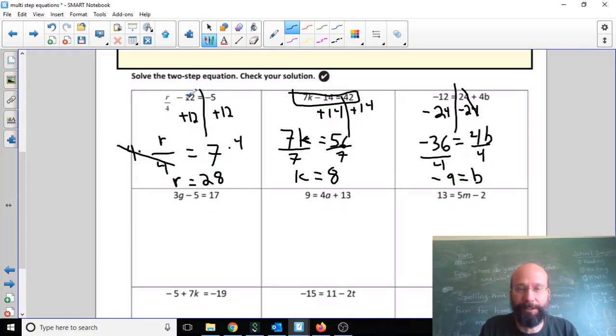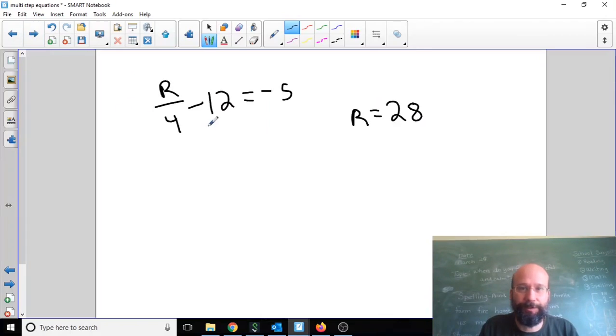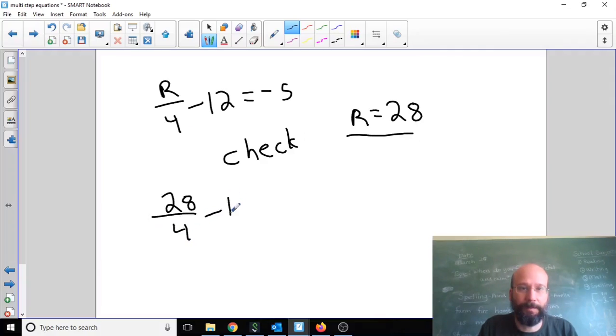So now I'll take this one and I'll check it one last time. So it's r divided by 4 minus 12 equals negative 5. So this is the problem, and this was our answer. To check it, I'm going to substitute 28 in for r, and see if we get negative 5.